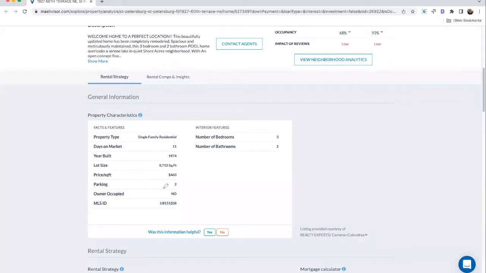The property characteristics such as property type, days on market, and the MLS ID number. The contact information for the listing agent.